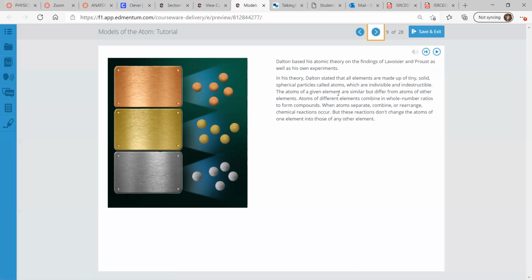And in his theory, Dalton stated that all elements are made up of tiny, solid, spherical particles called atoms, which are indivisible and indestructible. The atoms of a given element are similar, but differ from atoms of other elements. Atoms of different elements combine in whole number ratios to form compounds. When atoms separate, combine, or rearrange, chemical reactions occur. But these reactions don't change the atoms of one element into those of any other element.